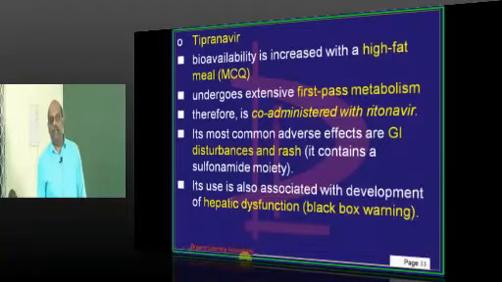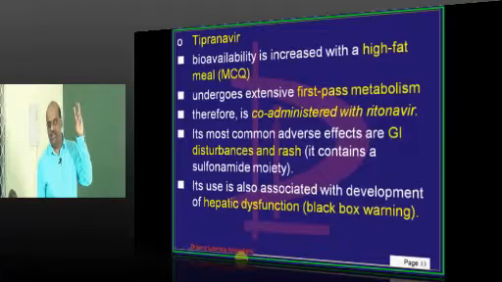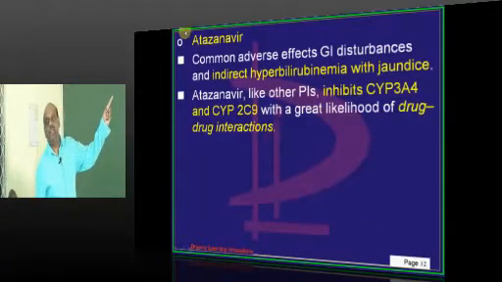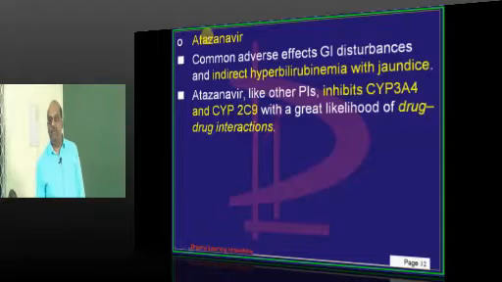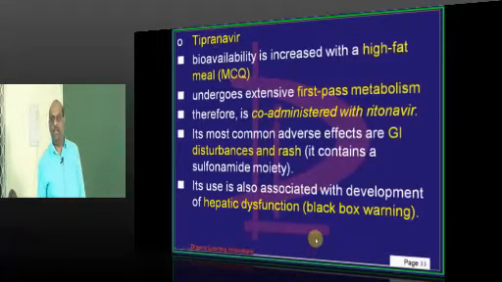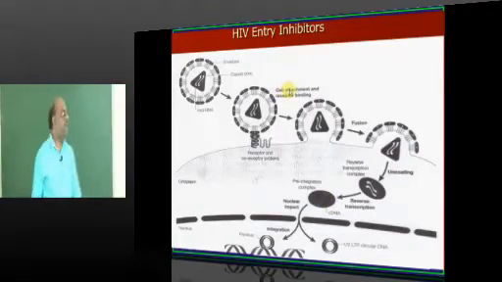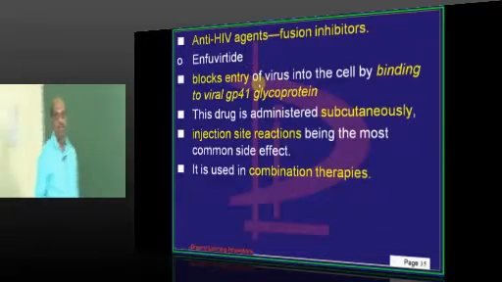Till now, how many drugs? Indinavir, hepatic dysfunction. Tipranavir, hepatic dysfunction. What else? Atazanavir, also known for hepatic dysfunction, indirect hyperbilirubinemia, and so on. You need to remember. Now, doctor, HIV entry inhibitors.